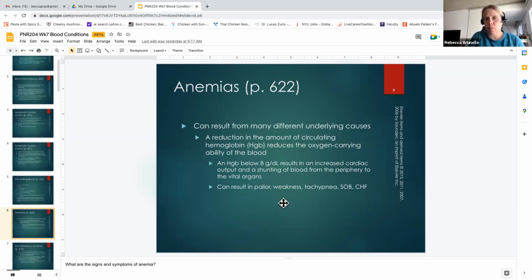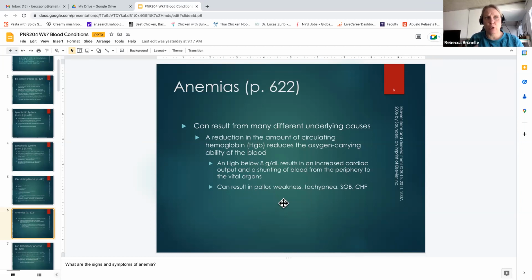So it kind of says it here, but you can imagine if you don't have enough oxygen carrying capacity, you're not going to feel very good. You're going to be weak. You might be pale. And then the dyspnea, short of breath, and congestive heart failure. What do you guys think about that?